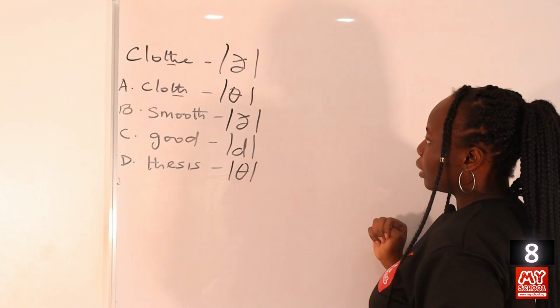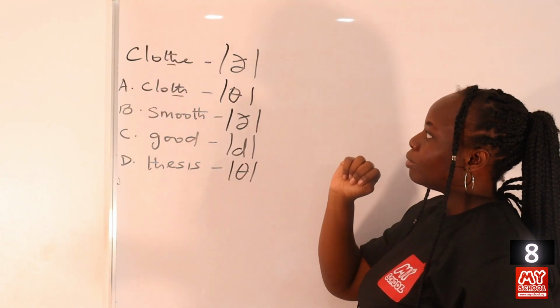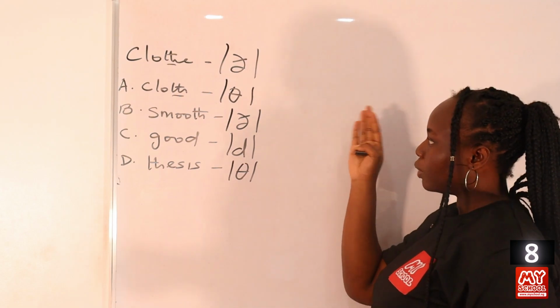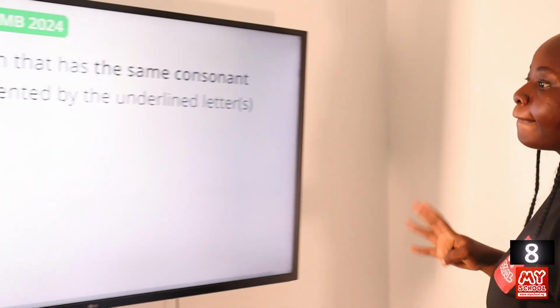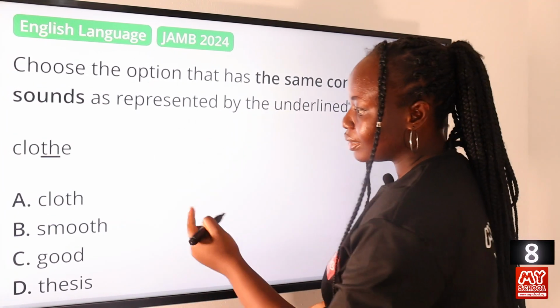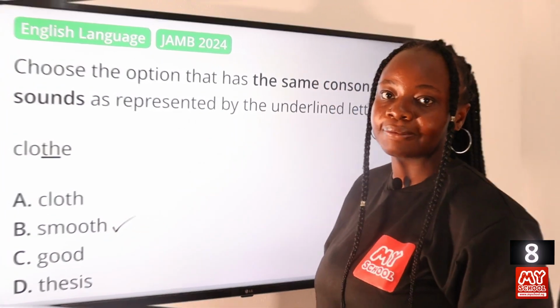So from this transcription, we can see that option B is similar to clothe. The sound there is similar to that in clothe. Now let's go back to the screen to mark our answer. So from this transcription, we can see that option B is the answer to this question.